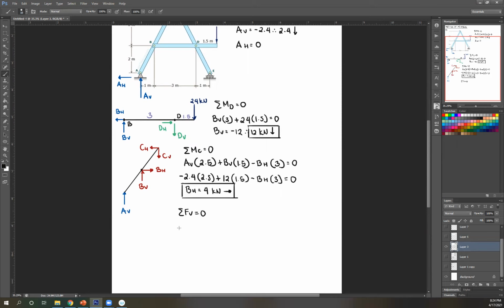AV is upward, therefore positive. BV upward, positive. CV downward, equals 0. Sub in your values, again, AV is negative 2.4. BV is positive 12 since I corrected it already. Minus CV equals 0. Solving for that, you get CV equals 9.6. Positive, therefore correct assumption downward.